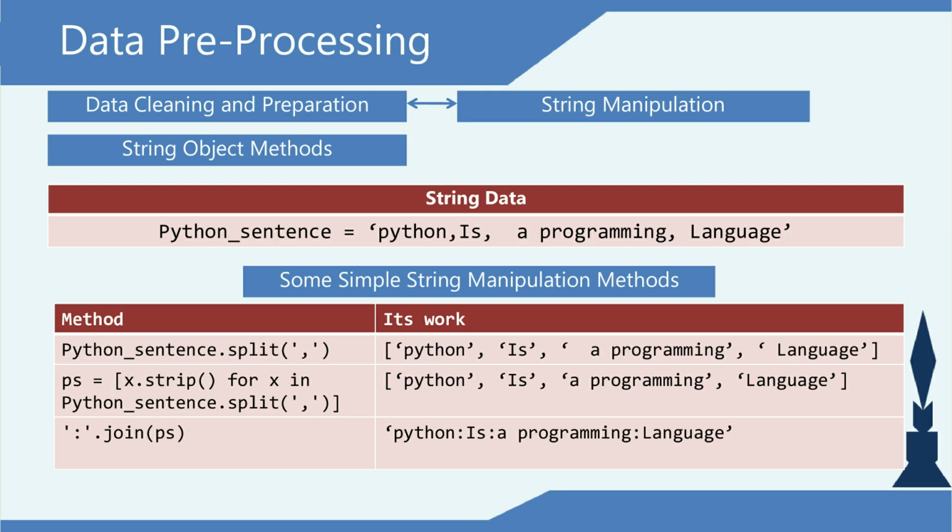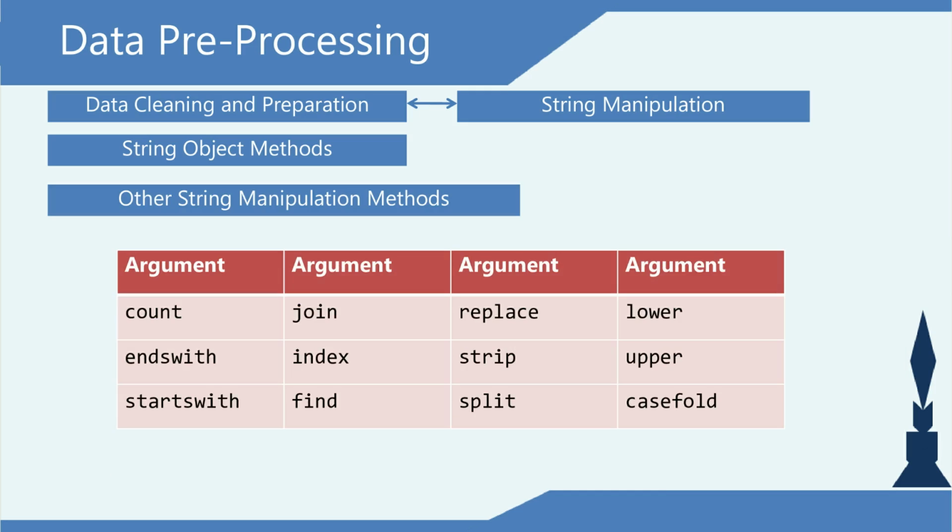For example, we can split a comma separated string using the split method, and with the help of the join method we can easily join the split words. Here is the list of some important string manipulation methods.